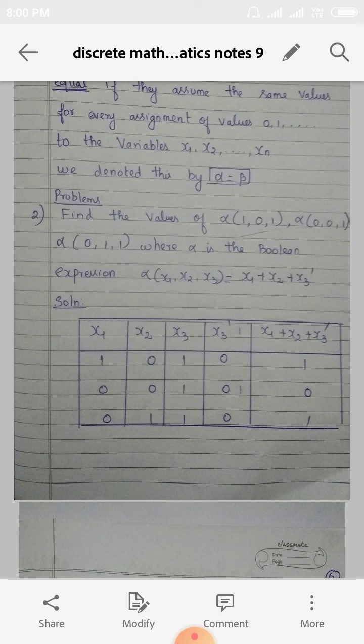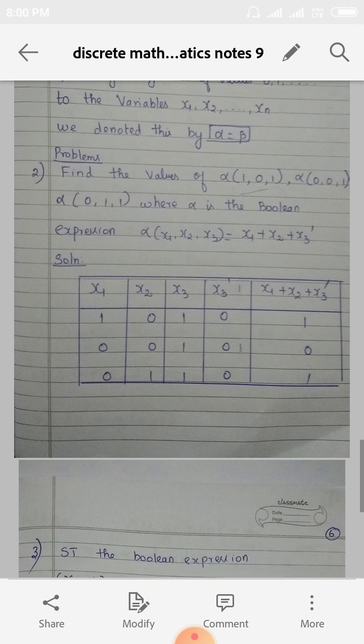First find x3 dash: 1 dash 0, 1 dash 0, 1 dash 0. And then find x1 plus x2 plus x3 dash. 1 plus 0 plus 0, 1. 0 plus 0 plus 0, 0. 0 plus 1 plus 0, 1. So this is the value for x1 plus x2 plus x3 dash.